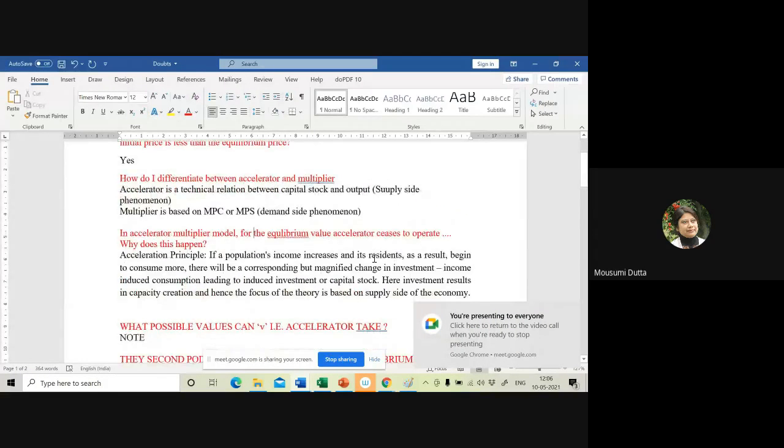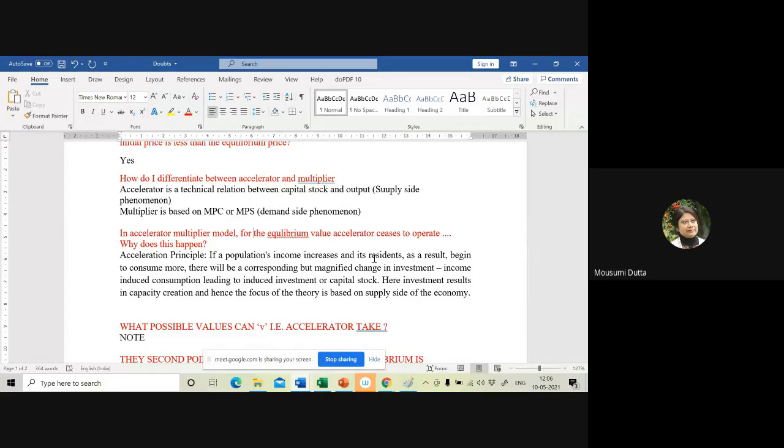Next question. Henceforth, all the questions are based on Samuelson's second order difference equation. No question is there regarding the cobweb model. Is there any other question regarding the first order difference equation? Anyway, I'm moving to the second order thing.